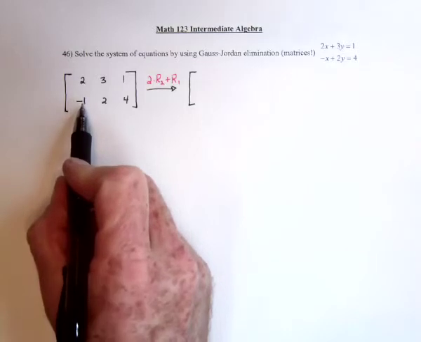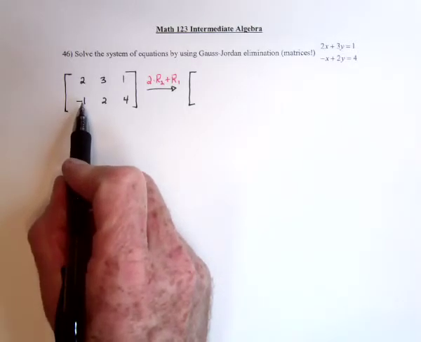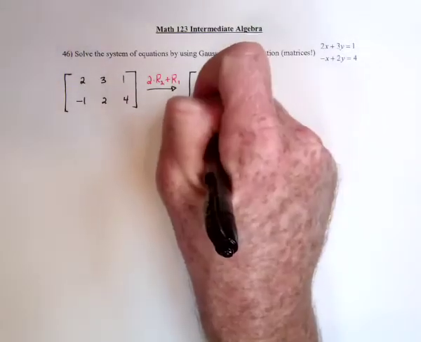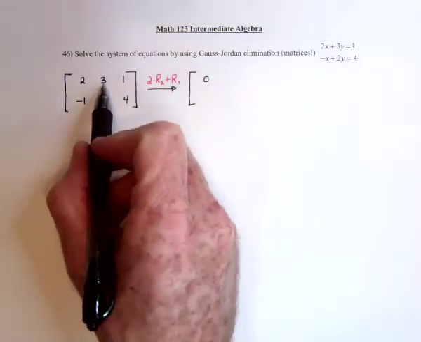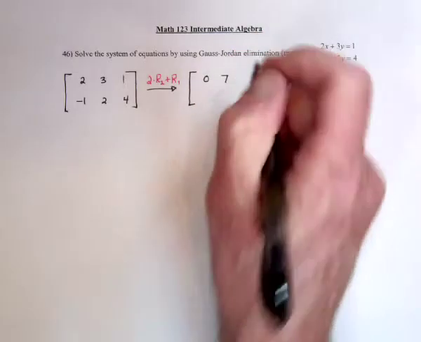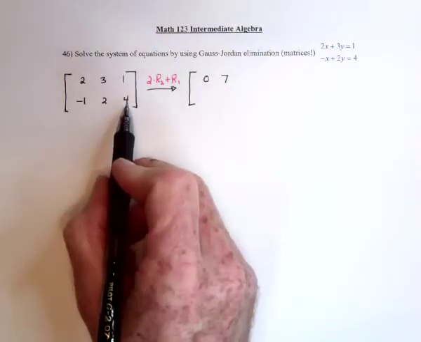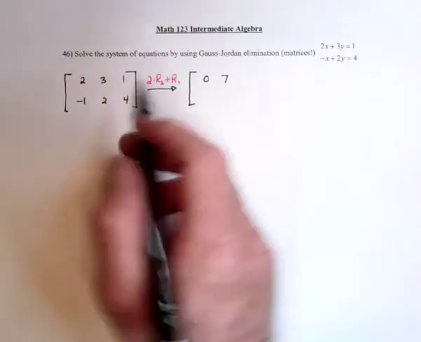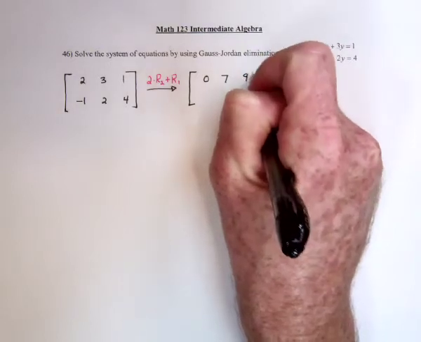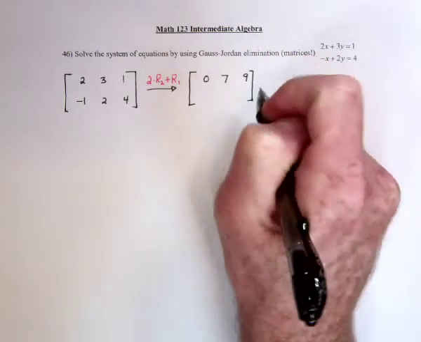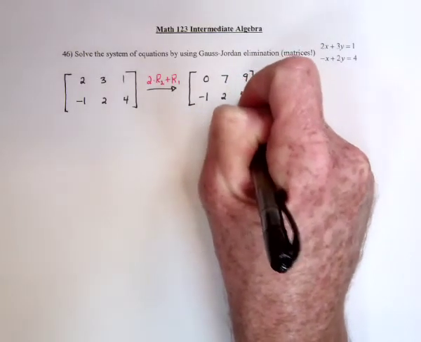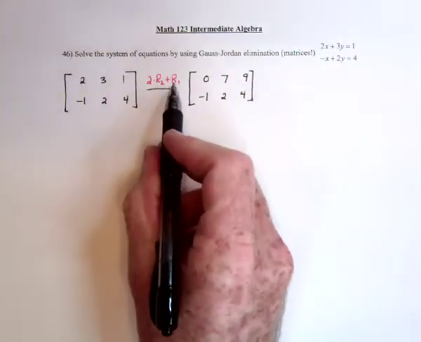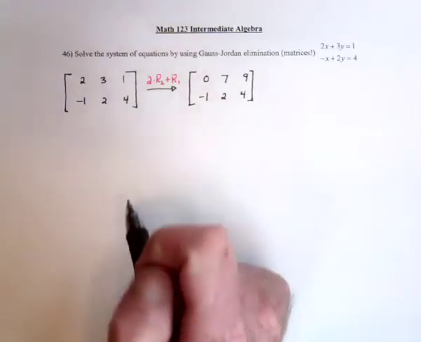So this multiplied by 2 is going to be a -2. Added to that is a 0. Multiply this by a 2 is a 4. Added to that is a 7. Multiply this by a 2 is 8. Added to that is 9. And then the bottom row stays the same. So we use this operation to change the first row, but it doesn't actually change the second row.